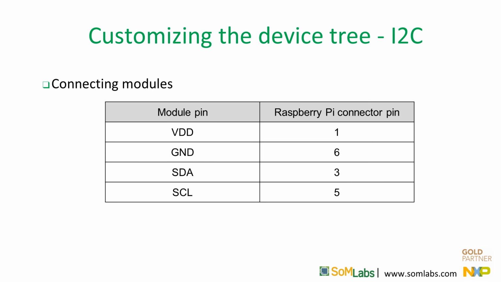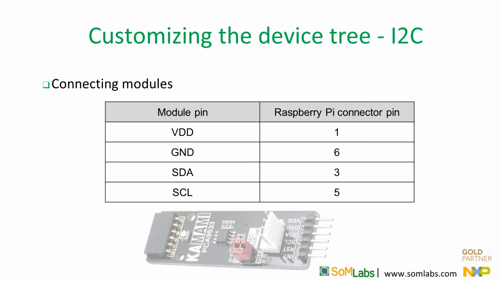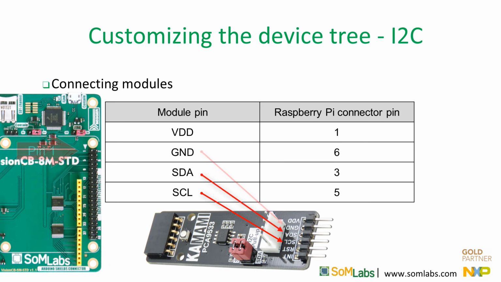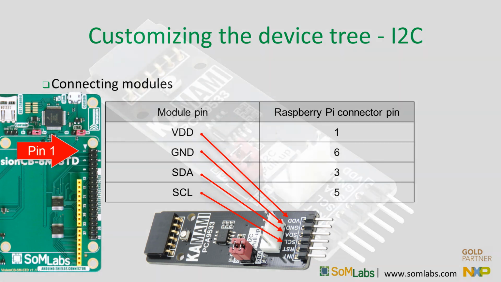Now it is time to build a new version of the image with all the changes described and to install it on i.MX8M according to the instructions discussed in the previous episode of the webinar. If we have a ready system, we can connect all peripheral modules to the I2C bus according to the table on the slide. 3.3 power supply on pin 1, ground on pin 6, and SDA and SCL signals on pins 3 and 5 respectively. All the pins can be found on the Raspberry Pi connector.